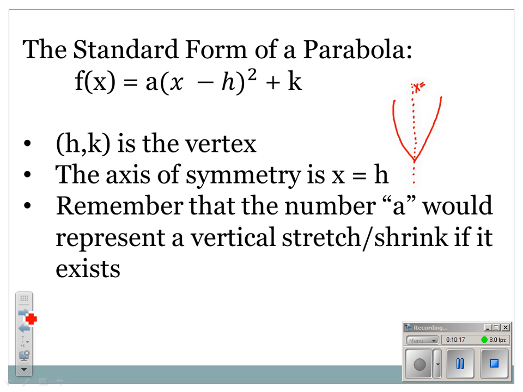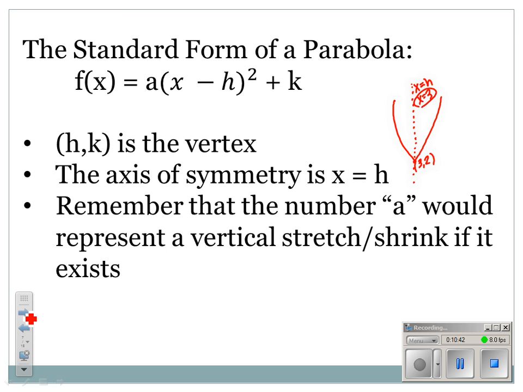So that's exactly what that's saying right there. X equals h is going to be, you know, if that vertex ended up being 3, 2, the h value is 3, x equals 3 would be our axis of symmetry. Okay? Remember that the number a would represent a vertical stretch or shrink if it exists.